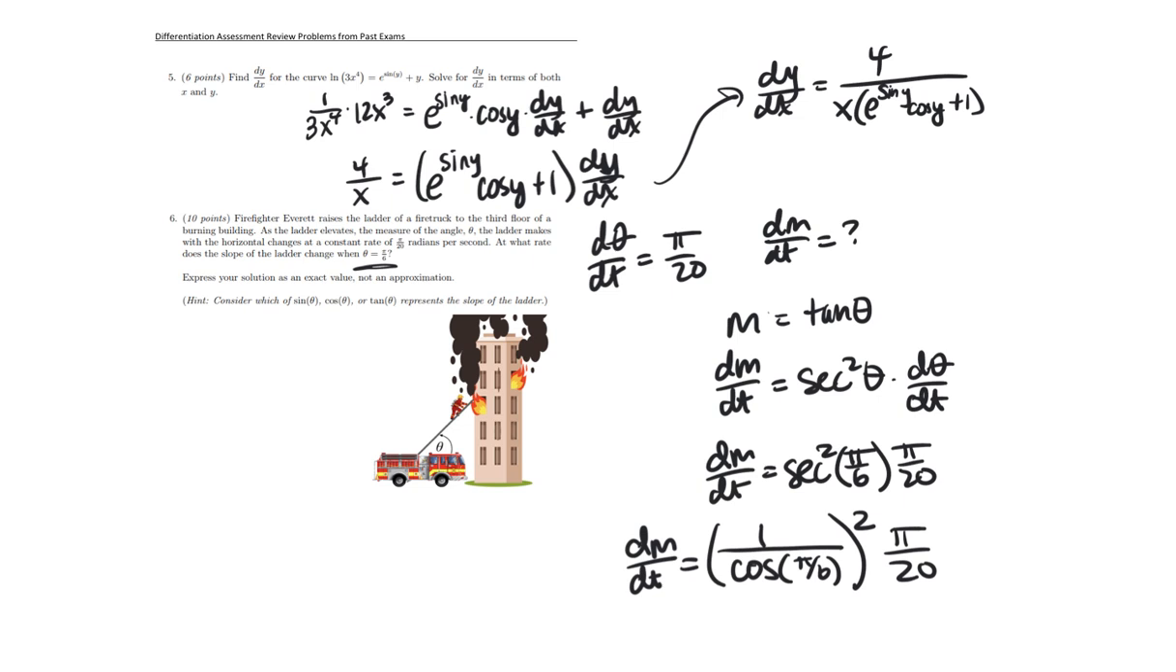So 1 divided by cosine of pi over 6, and that whole thing squared, and then times pi over 20. And that gives you 0.209.